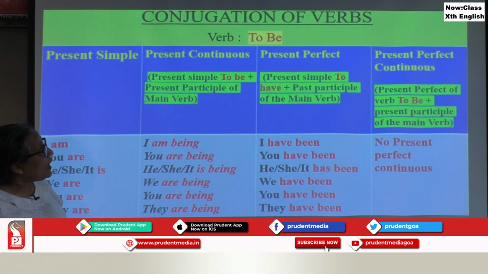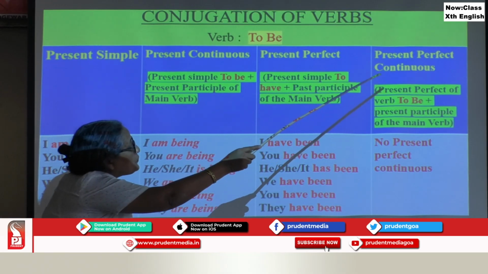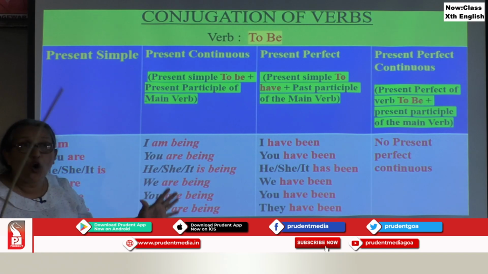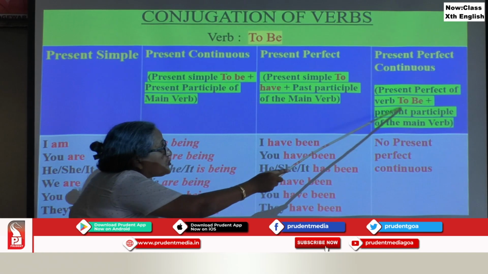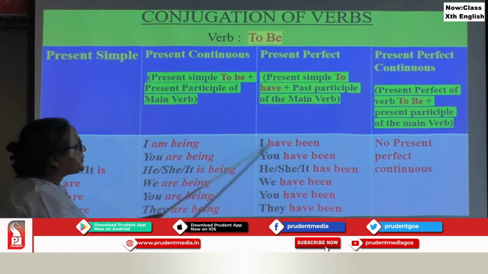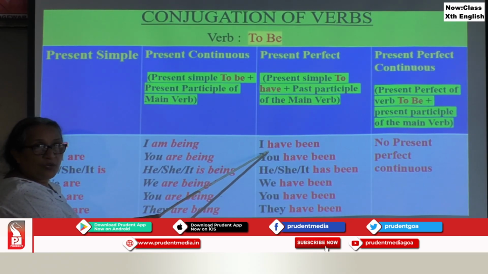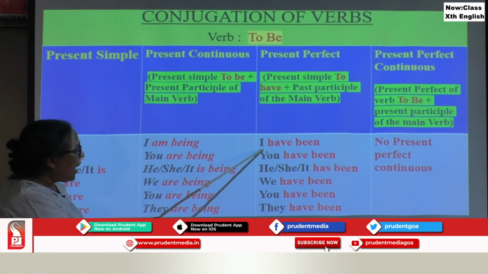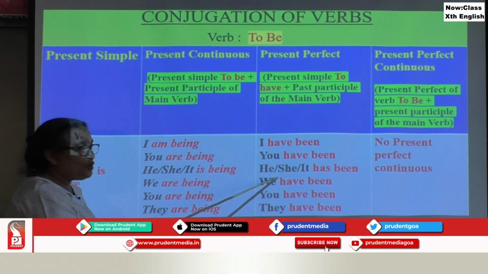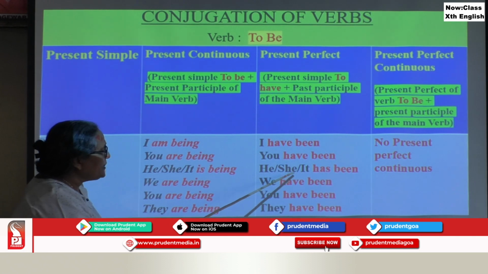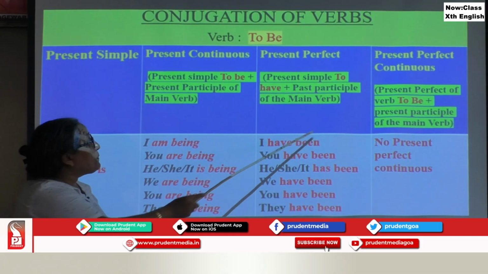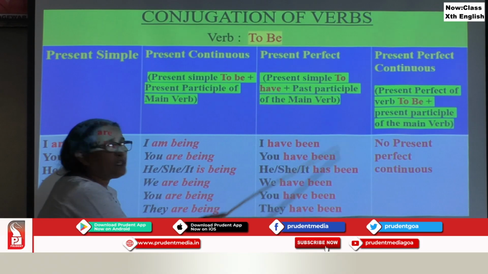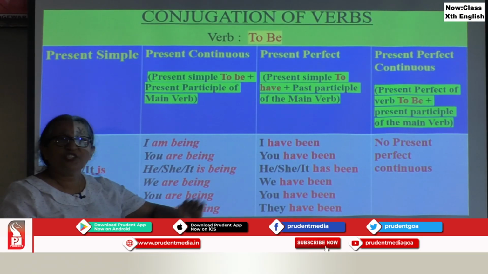Now, how do we get present perfect continuous? The formula I am explaining is the present perfect of verb to be. What is present perfect of verb to be? I have been. You have been. He, she, it has been. We have been. You have been. They have been. So we use the present perfect of verb to be to make present perfect continuous of any verb.